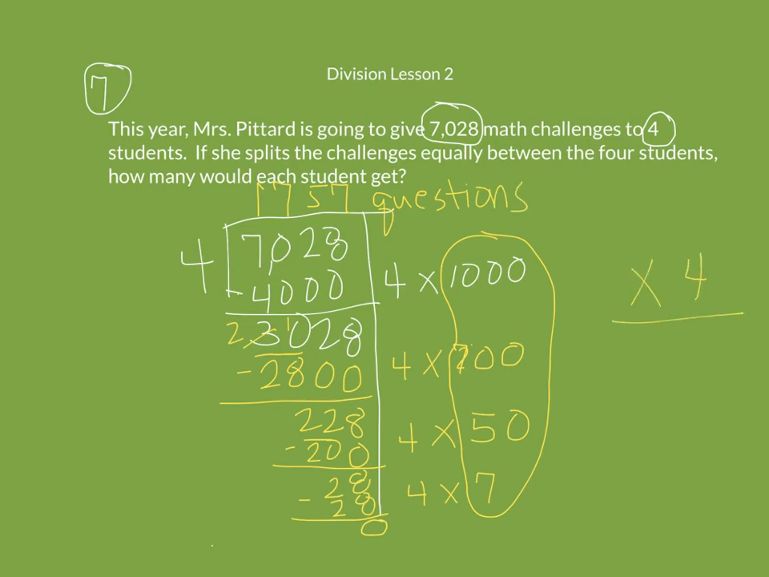To check the work, it would be 4 students. Each student gets 1,757. 4 sevens are 28. Regroup the 2 tens. 4 times 5 is 20, plus 2 is 22 tens. Regroup the 2 hundreds. 4 times 7 is 28, 29, 30 hundreds. 4 times 1,000 is 4, plus the 3 would be 7,000. So 7,028 is exactly what I started out with. And so we are good to go.